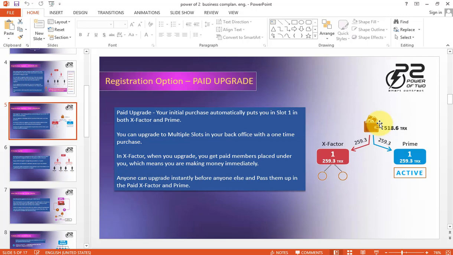We will get to a section where I'll explain how the Prime works, but now we will focus on how X Factor works, or is going to work for you, in order to earn without you referring in this section, as it is a global team build. So basically, the 518.6 Tron shown here, at its current price in USD, is $10. So you will upgrade with $10, whereby $5 goes into X Factor and the other $5 goes to Prime. That is it, by the way.